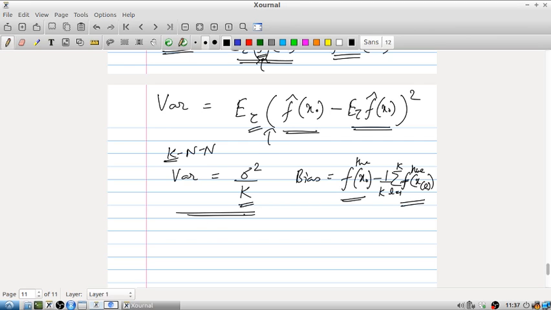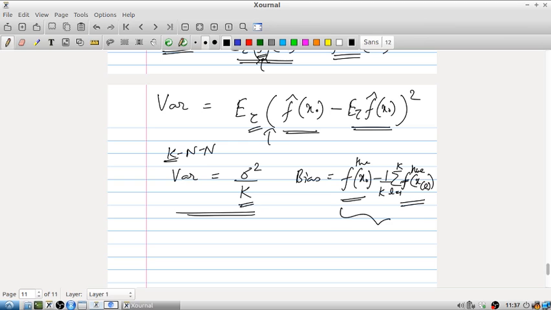It's the variance of the model. Now it turns out to be sigma square by k. And you can see that as k increases, the variance is low. So you want to have a high k, maybe, from the third term. If you have a high k, the third term is small, which means that your generalization error is small.